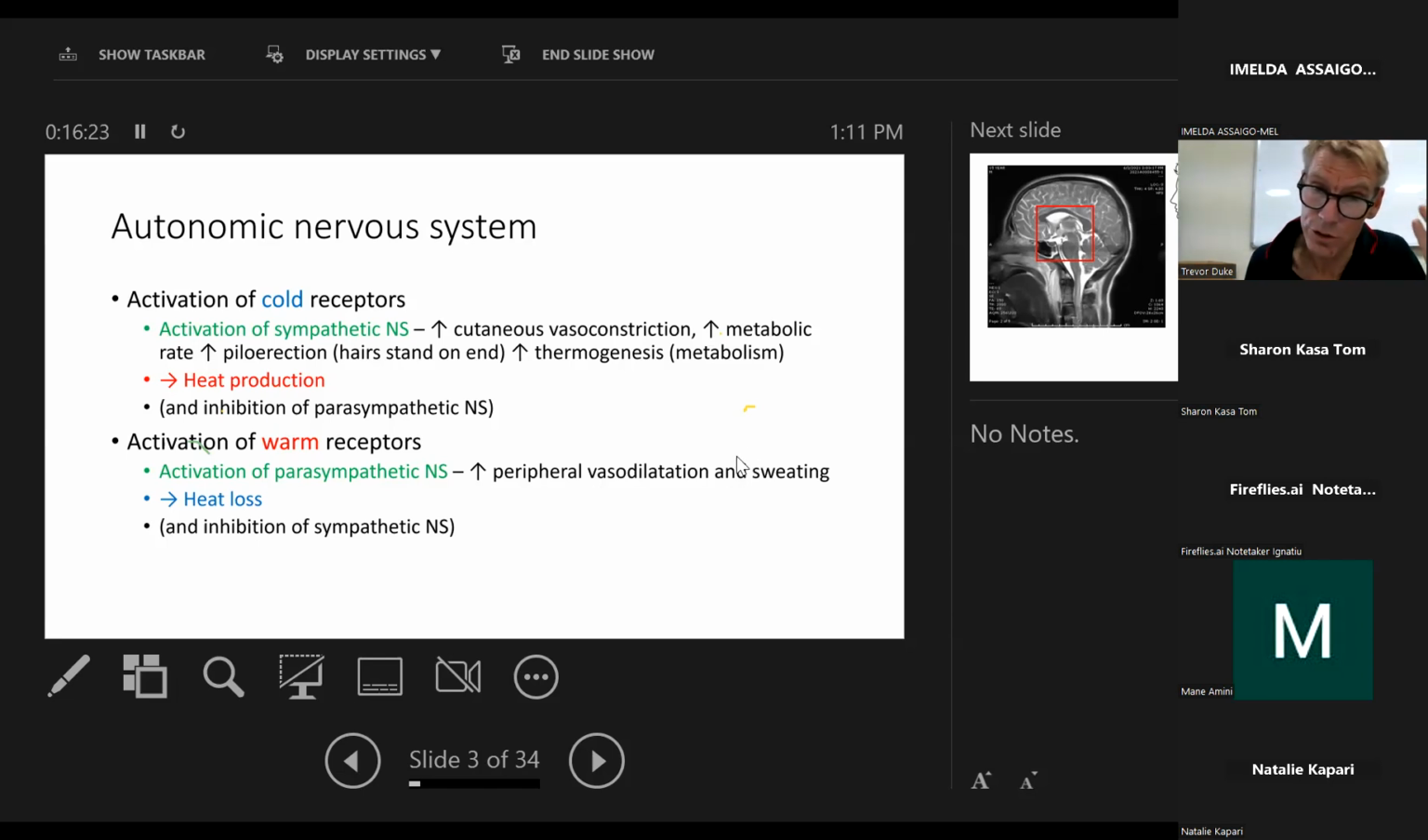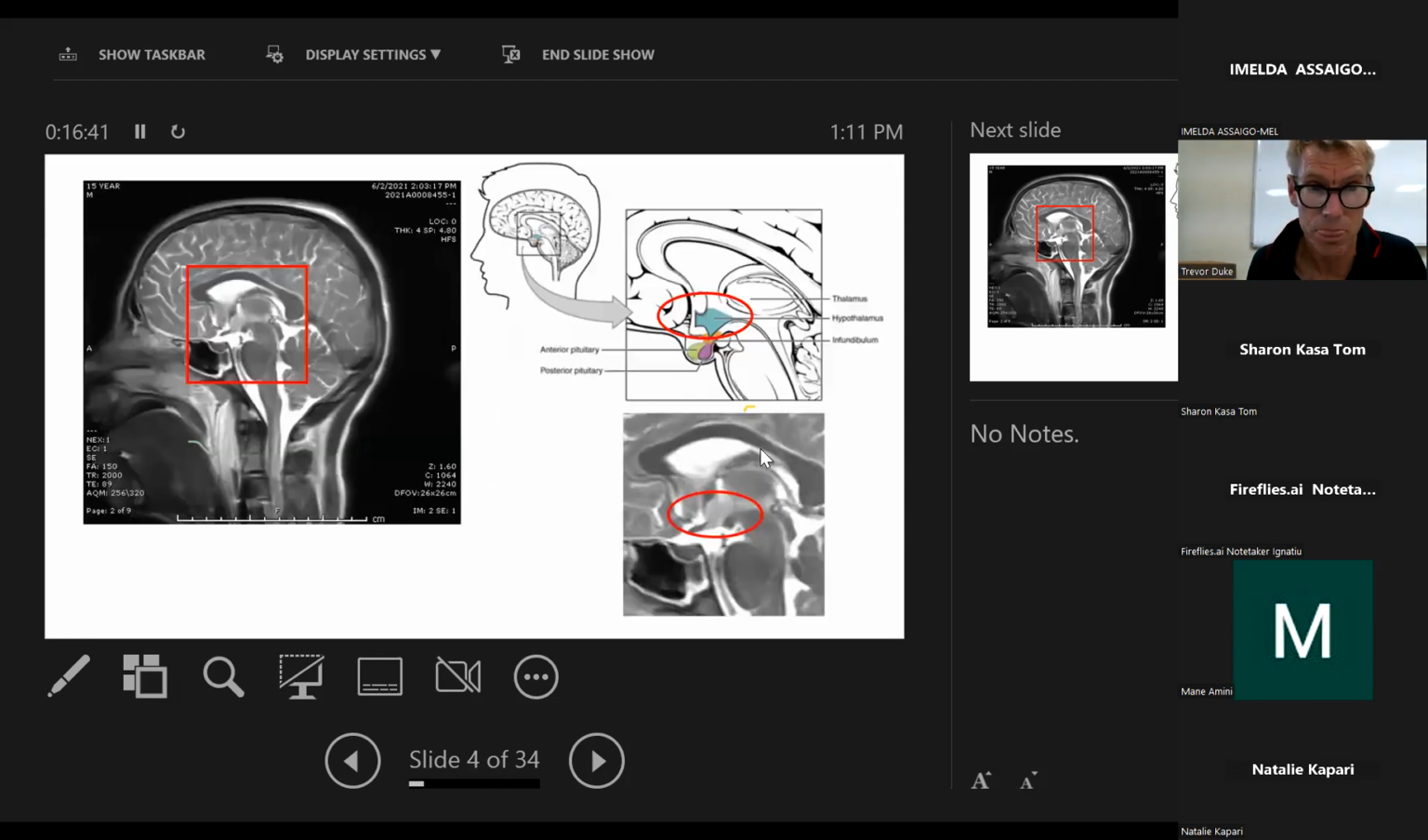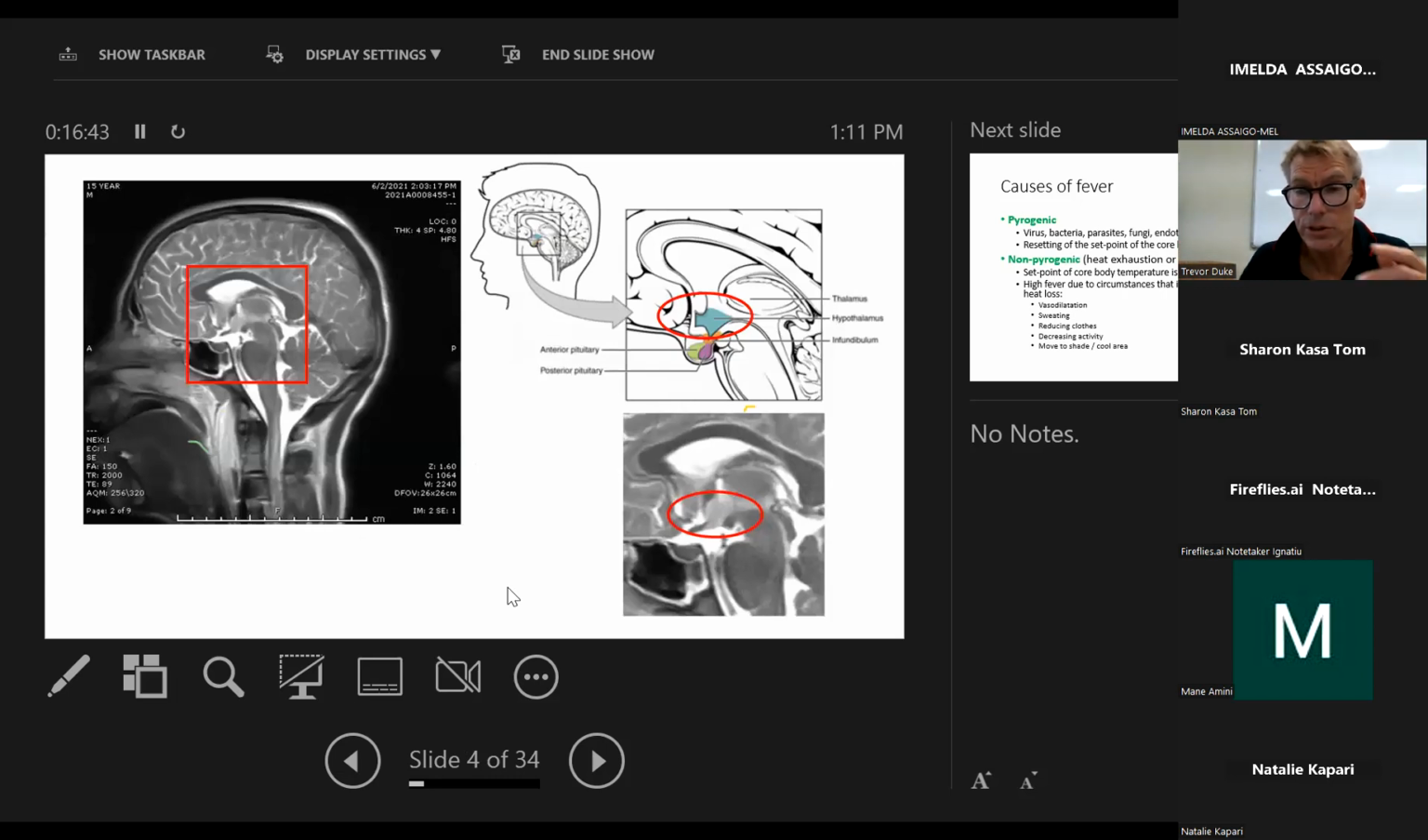And then, of course, there's your behavioral response. If you're exposed to cold, you put on warm clothes. If you're exposed to heat, you take off clothes and you move into the shade and you drink water. Those are behavioral responses to extreme temperatures. And there's an autonomic nervous system response to extreme temperatures. Where all this happens is the hypothalamus, because that's where your heat and cold receptors are.